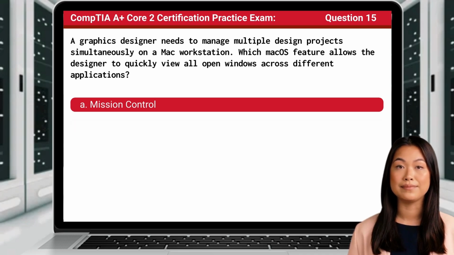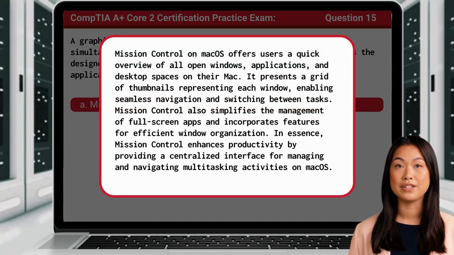The answer is A. Mission Control. Mission Control on macOS offers users a quick overview of all open windows, applications, and desktop spaces on their Mac. It presents a grid of thumbnails representing each window, enabling seamless navigation and switching between tasks. Mission Control also simplifies the management of full-screen apps and incorporates features for efficient window organization. In essence, Mission Control enhances productivity by providing a centralized interface for managing and navigating multitasking activities on macOS.